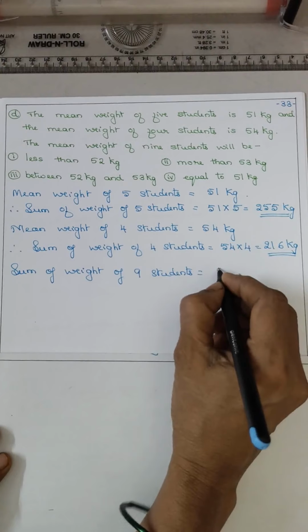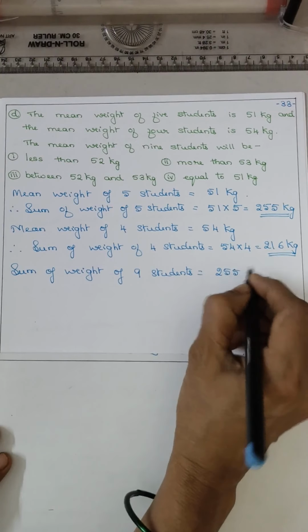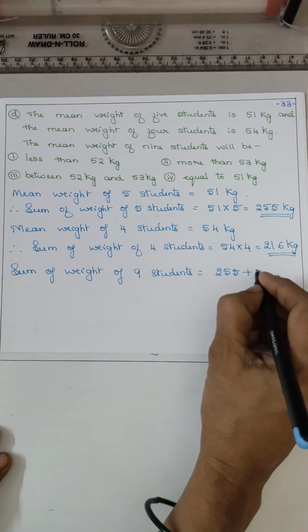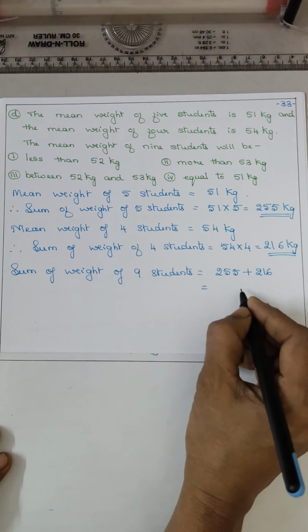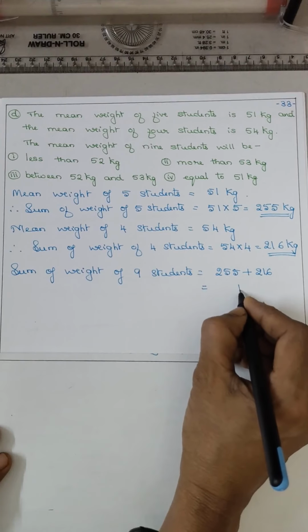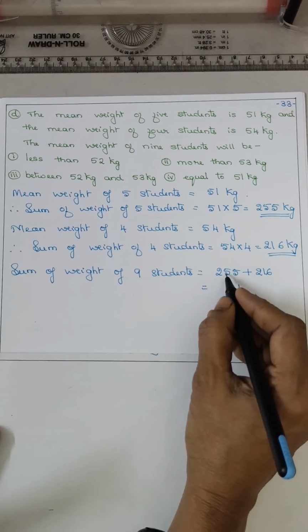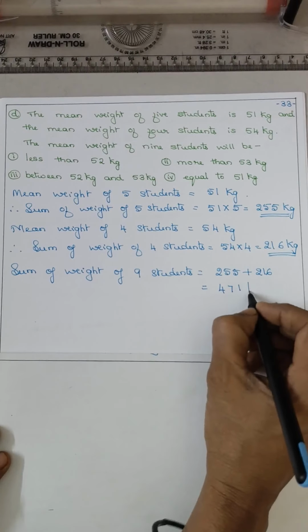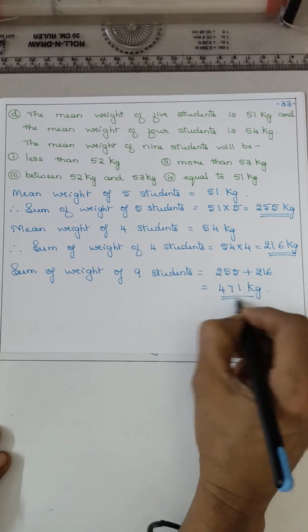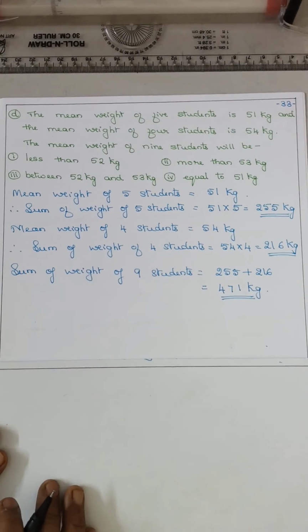The 5 students' sum was 255, the 4 students' sum was 216. Add both. 6 plus 5 is 11, 1 plus 5 is 6, 6 plus 1 is 7, 2 plus 2 is 4. So we got 471 kg.